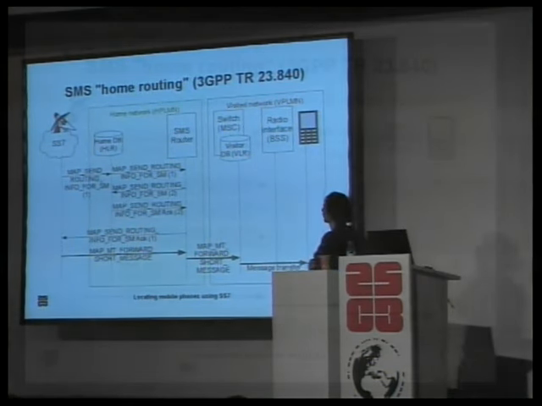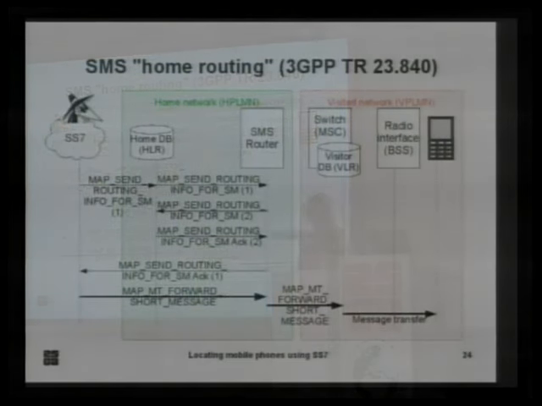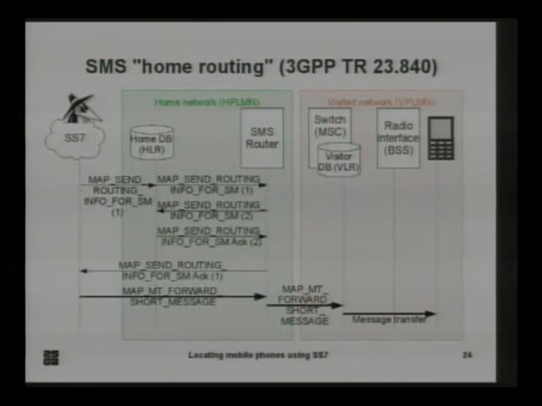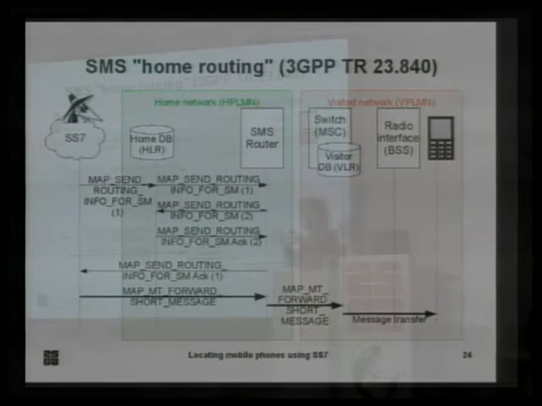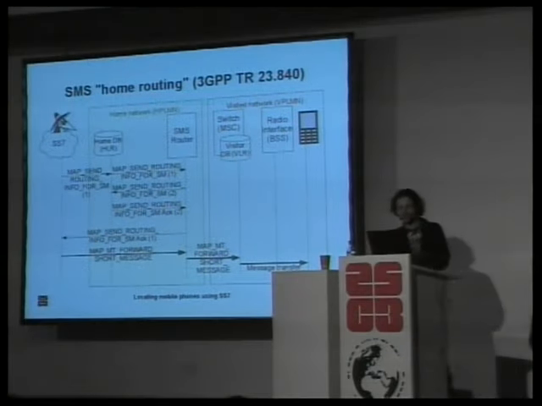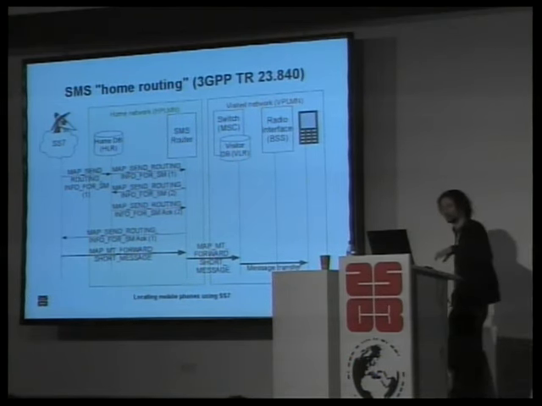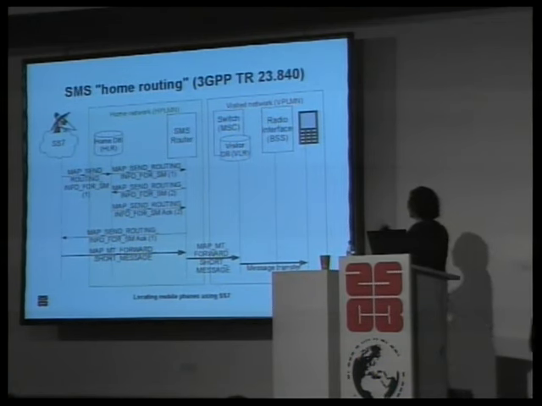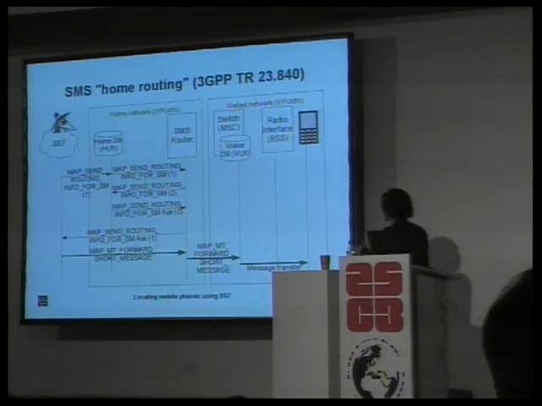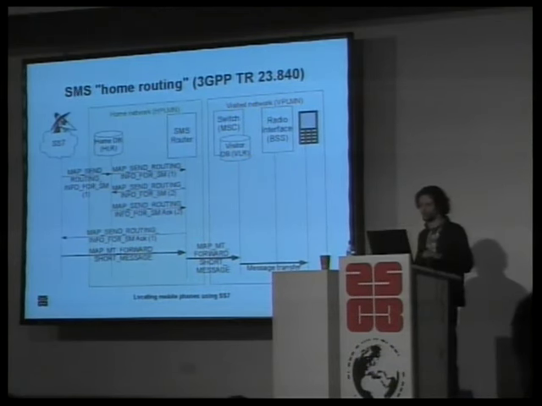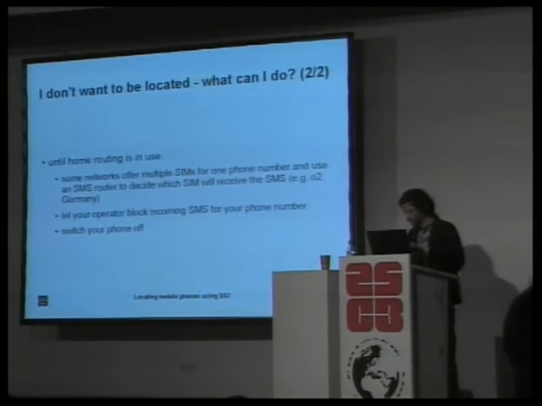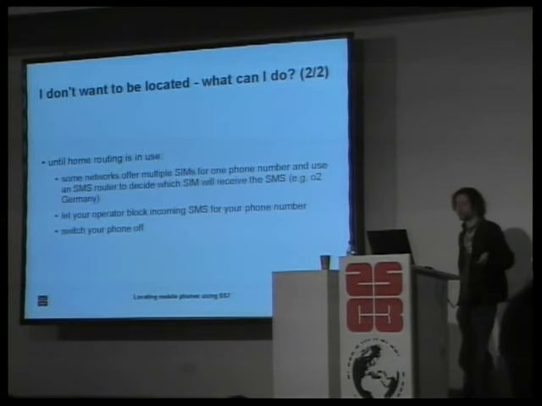The sending network will send a request for routing information like always, but the SMS router will then answer with fake routing information that just contains data for the SMS router itself. Then the sending network sends the short message to the SMS router. The SMS router will replace that fake information with the real information that's normally contained in the routing information request, and will then forward the short message to the MSC you are currently using, and that will forward it to the phone. So yeah, that is until home routing is in use.